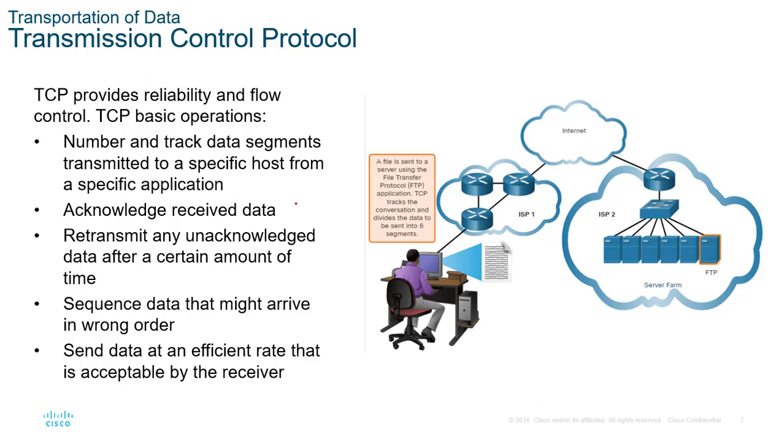TCP provides reliability and flow control in its basic operations. We're going to look at the Transmission Control Protocol first. It numbers and tracks the data segments transmitted to a specific host from a particular application. It acknowledges received data. Any unacknowledged traffic will, after a certain amount of time, be picked up and retransmitted. The data is sequenced, so data picked up at the receiving end that arrives out of order can be reordered in the proper order.